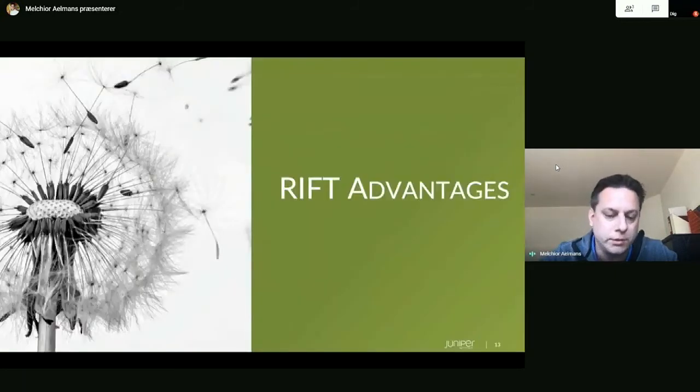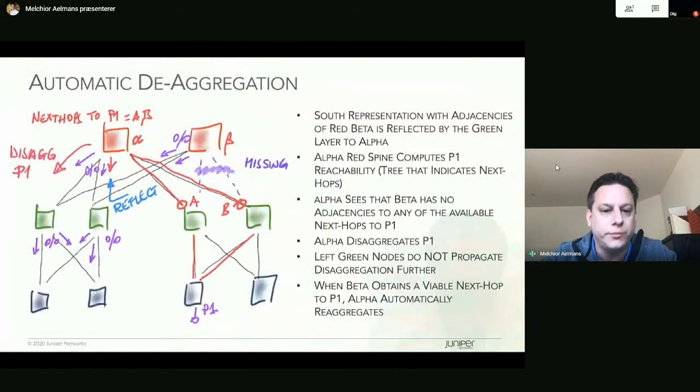So let's zoom into some of the other advantages and continue on the disaggregation. In this picture, again, we have a 3-level fabric where P1 on the right side of the picture is connected to the gray boxes. Then they are connected to the green boxes A and B, and the top of the fabric is red A and B. And you see that B is missing links towards the green boxes.